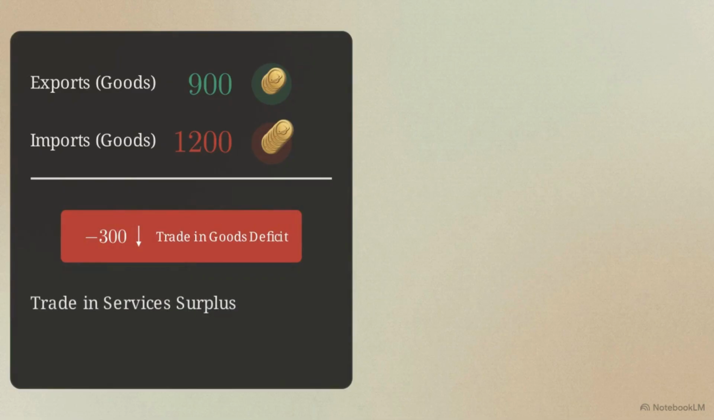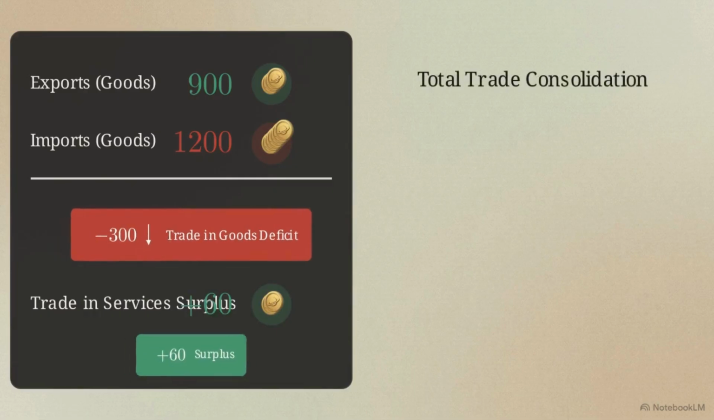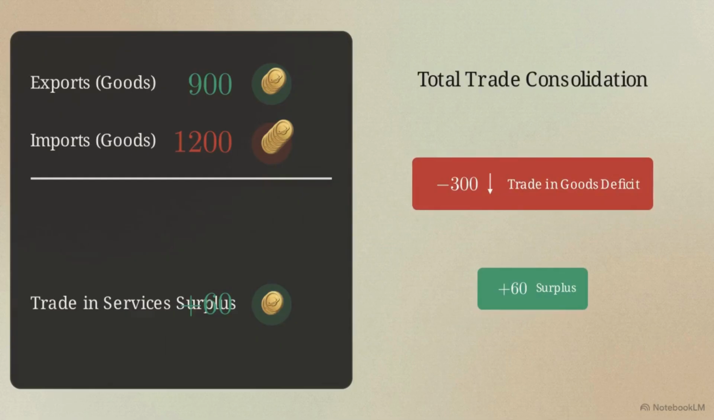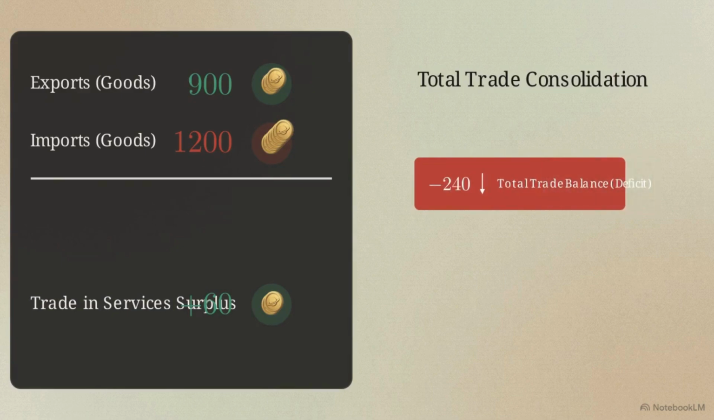Next, we factor in trade in services. If our services generated a 60 million surplus, we add that positive number to our goods deficit to find the total trade balance. When we combine a positive 60 million surplus with a larger negative 300 million deficit, we are still left with a net negative result. The total trade balance sits at a deficit of 240 million.